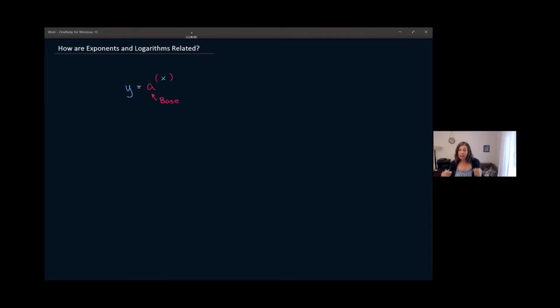You can think of the function as being a to the power of something. The something that we plug in is our input, and we usually write that as x. Then we'll calculate what that is. A to the power of x equals some number. That gives us an answer, which we can call our output, and that's usually written as y.